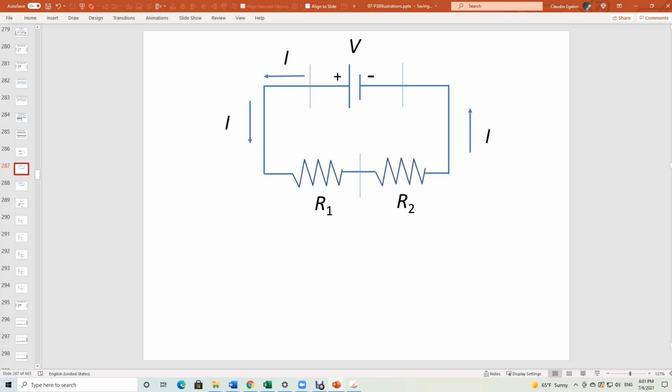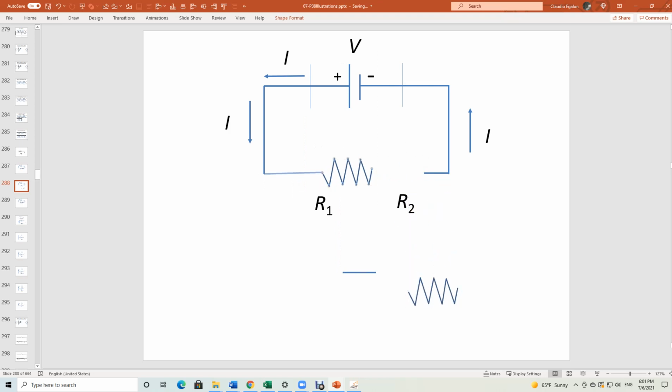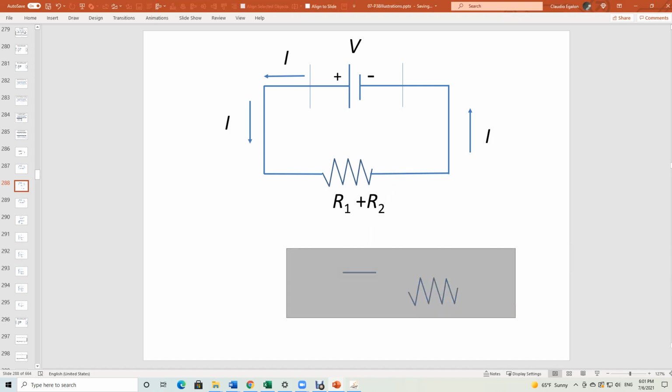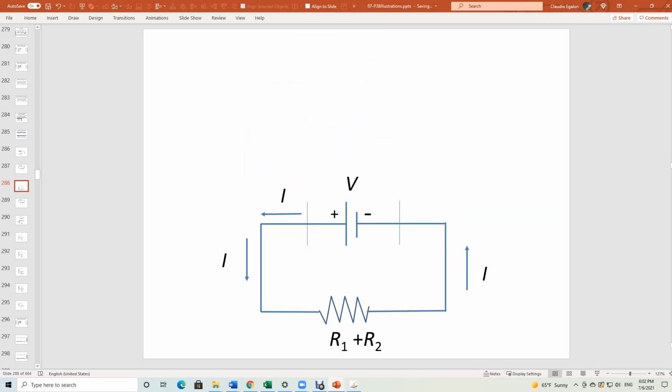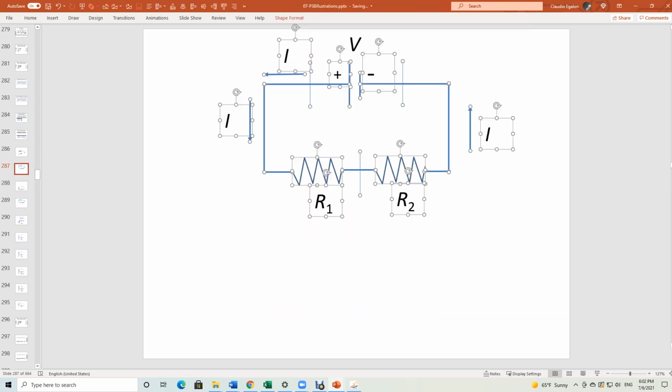When you have this circuit with two resistors, they behave as a circuit with a single resistor. Like that. Here you go. That should be R1 plus R2. That's what we call equivalent resistance. Like that. I'm going to do even better. Here you go. Bring this guy down. Get the other one.